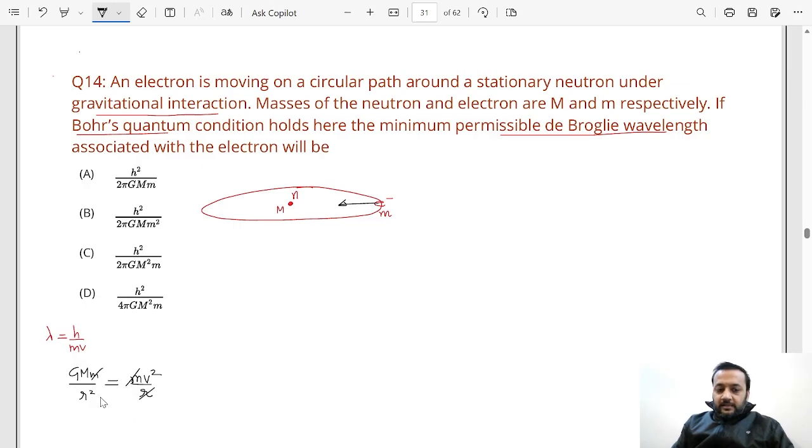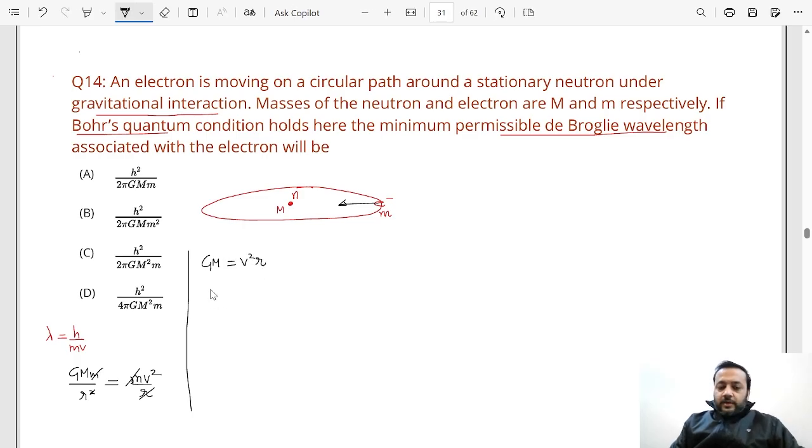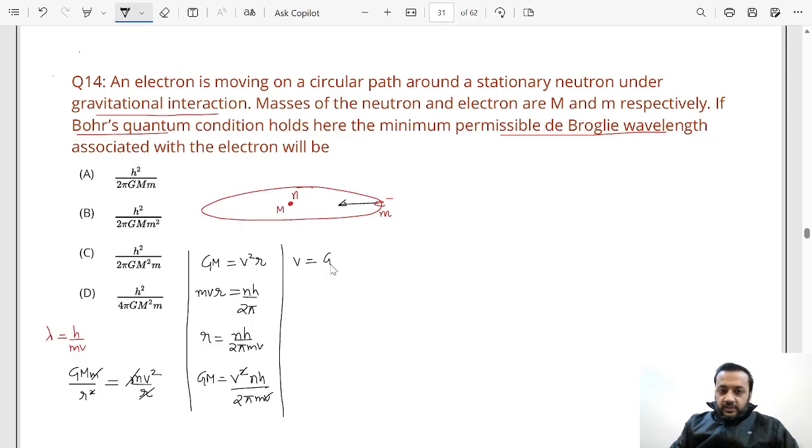So from here, m and m get cancelled, one factor of r gets cancelled, so we get GM is equal to v square into r. Now second, we can write the quantization rule. So that will be mvr is equal to n into h upon 2 pi. All right. So from here the value of r comes out to be nh upon 2 pi mv. Now we can put this value back over here. So G into capital M will be v square into r, which is nh upon 2 pi mv. So from here one factor of v gets cancelled, and you can see the value of v comes out to be G into M into 2 pi upon n into h. This is the value of v we are getting.